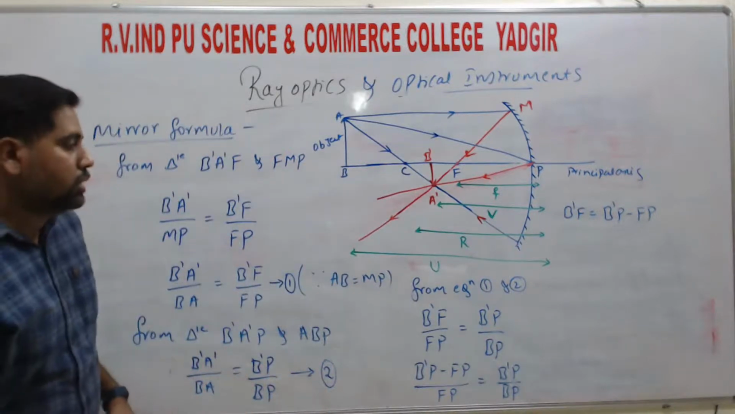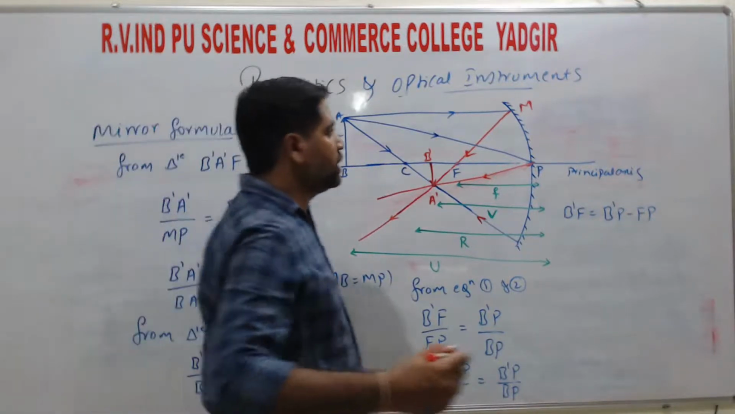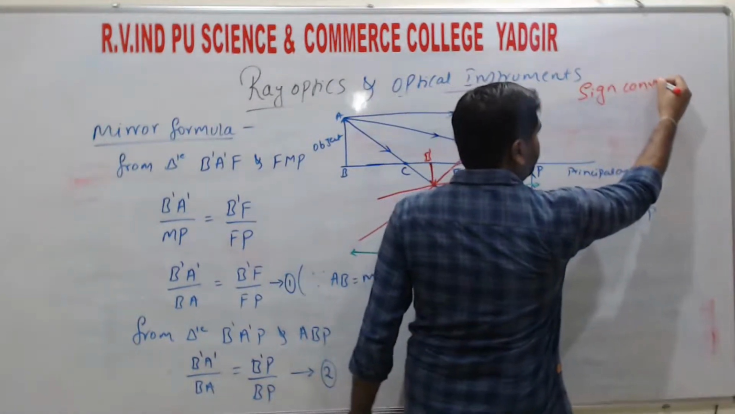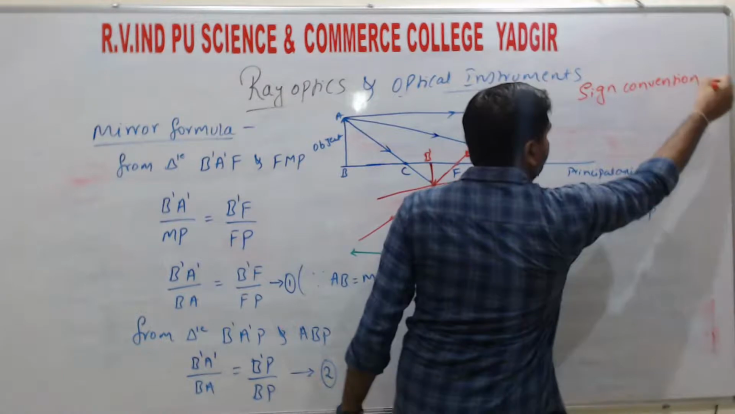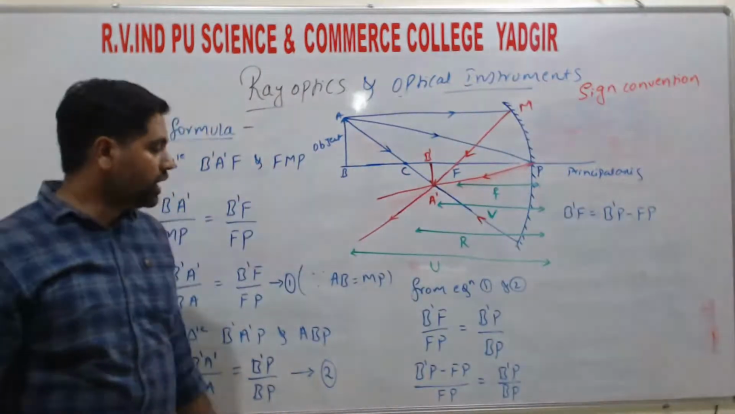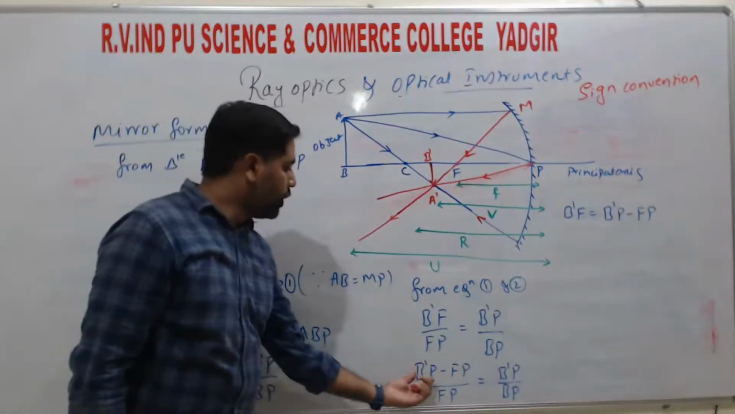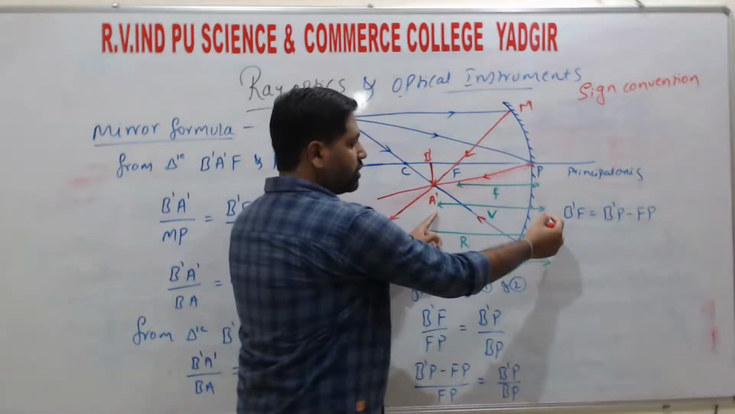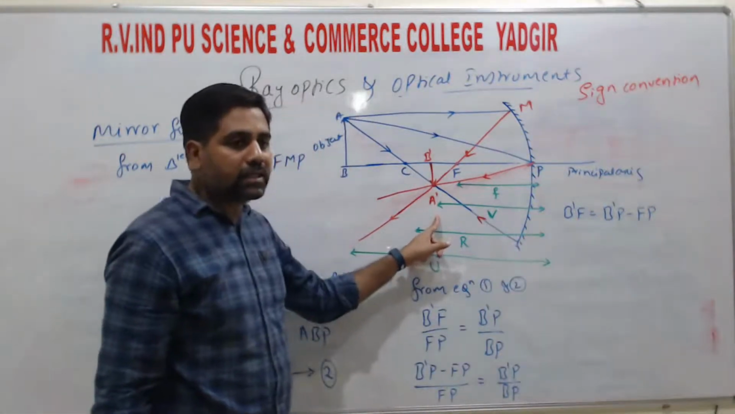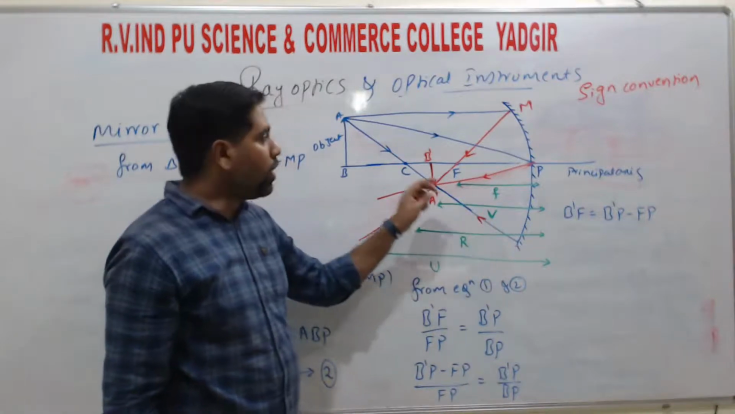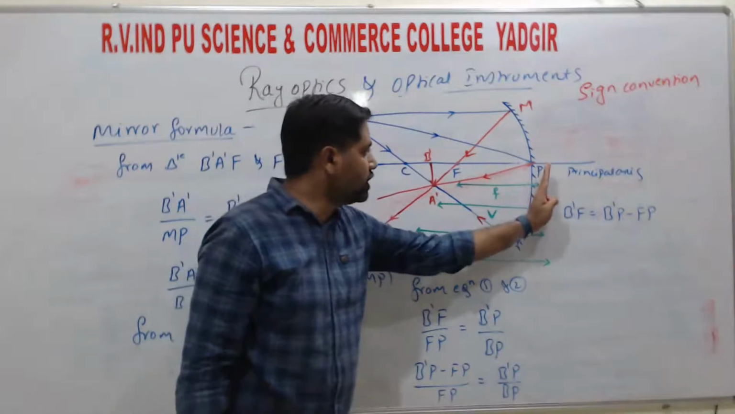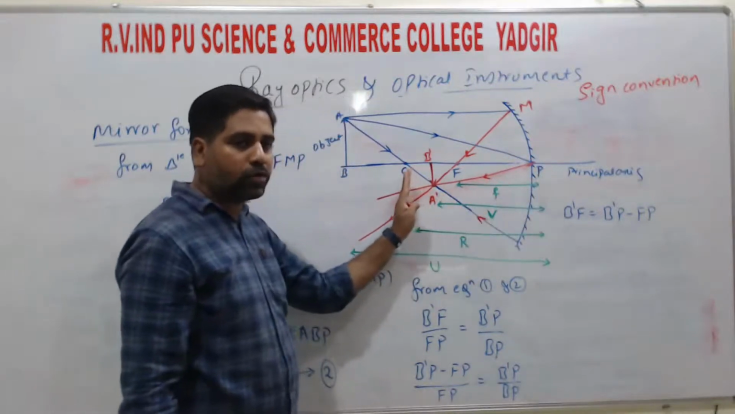Now, by using the sign convention, B dash P, that means from here to here, we take as the image distance, that is V. As the incident ray is from left to right, we measure the distance from the pole, and that is opposite, right?